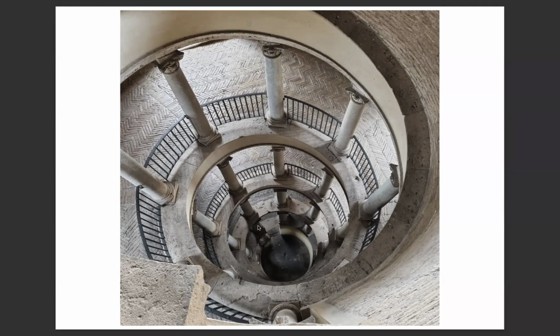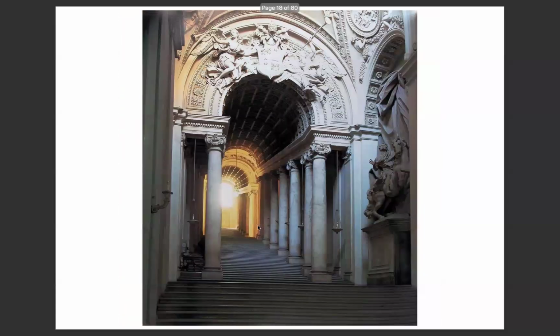Just try to find the Scalera del Bramante, find the Braccio Nuovo, find the Vatican Library. All that is open, and the Sixtine Chapel isn't going to move from there, and you're going to see very, very interesting architectural spaces. And this is in the Vatican Museum.